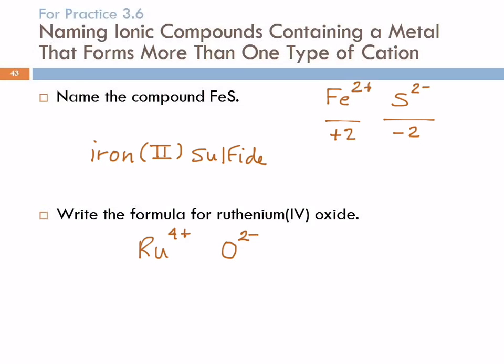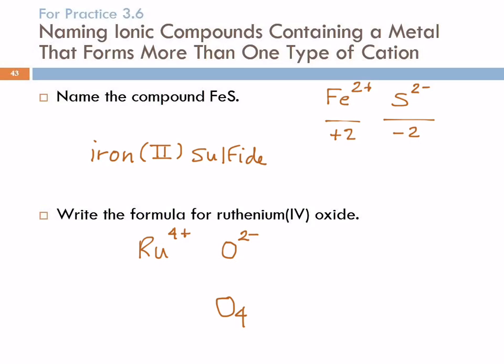So I need to put these 2 together in a way that their charges add up to 0, so that I get the total positive charge equal to the total negative charge. So we could do the crisscross thing, right? We look at this, we've got 4 and 2, those are not the same. She said if they're not the same, we can crisscross. That's just taking this charge and giving it as the subscript for the oxygen.